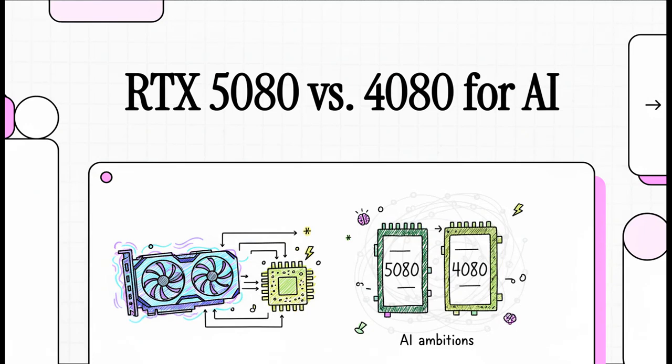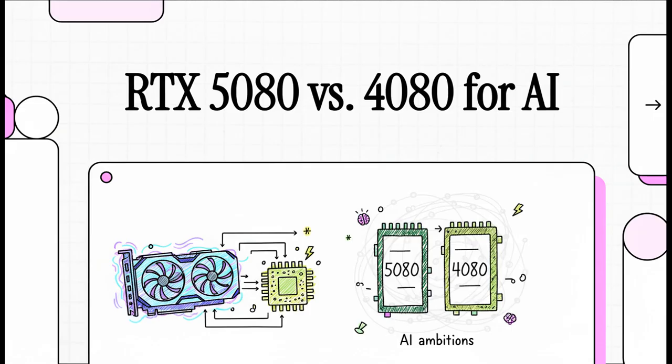All right, let's get right into it. If you're looking at building a new AI rig, or maybe upgrading your current one, you've got two huge names staring you in the face, the RTX 4080 and the soon-to-be-released RTX 5080. So today, we're going to cut through all the noise and really figure out which of these beasts is the right call for your AI goals.